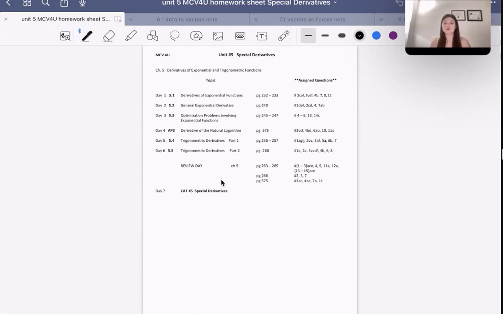We're also going to be talking about the trigonometric derivatives. So what's the derivative of the sine function, the cosine function, etc.? That's also going to be one of the topics we'll talk about.